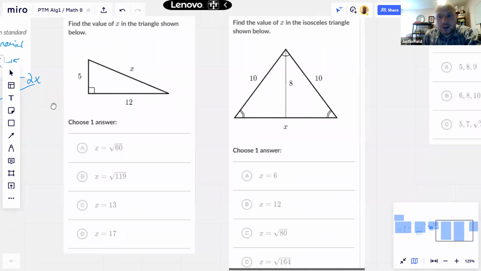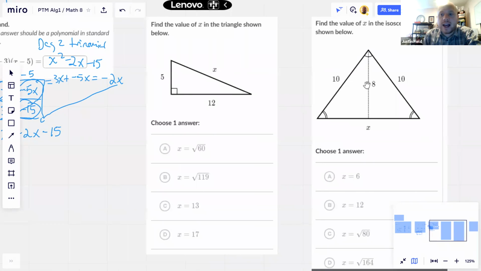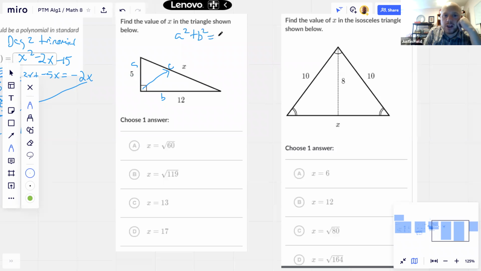Now let's talk about some 8th grade math that never stops being important, I promise you. That is the Pythagorean theorem. So in a right triangle, not just always, but in a right triangle, if we label the sides A, B, and C, where C is always across from the right angle, then A squared plus B squared equals C squared.